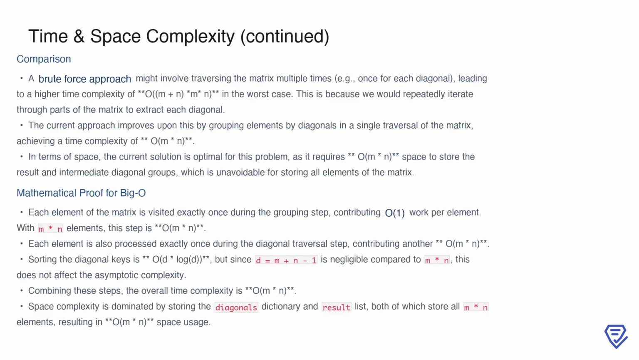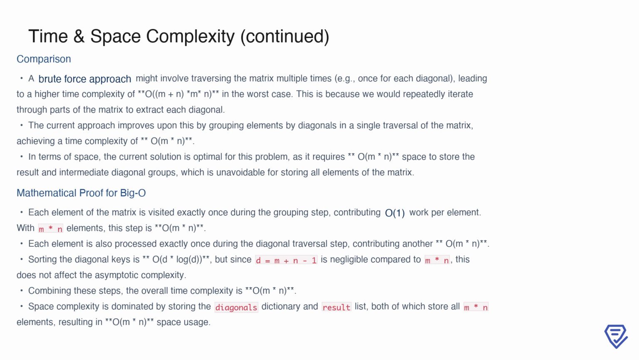To put this into perspective, consider a brute force approach that iterates through the matrix multiple times, once for each diagonal. This would lead to a significantly higher time complexity of O((m plus n) * m * n) in the worst case, as parts of the matrix would be revisited repeatedly. Our current approach optimizes this by grouping elements into diagonals in a single traversal of the matrix, achieving the more efficient time complexity of O(m*n).